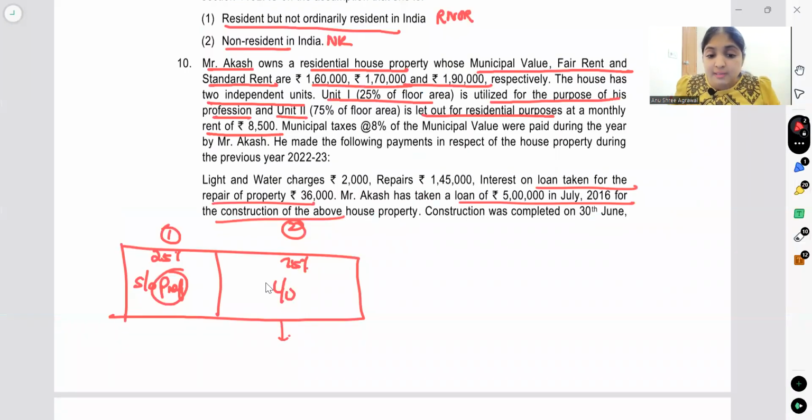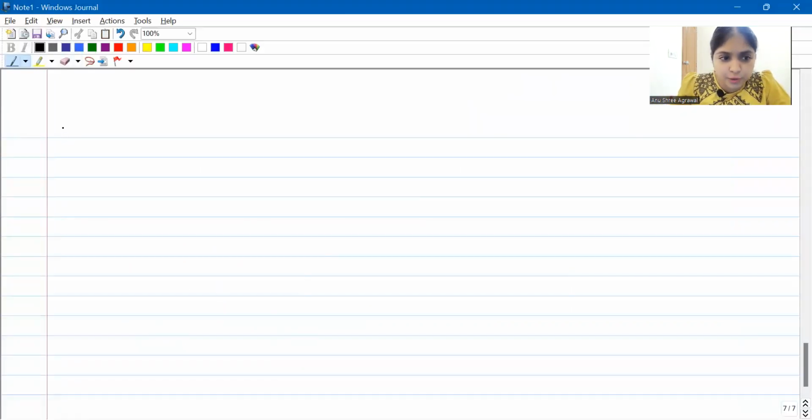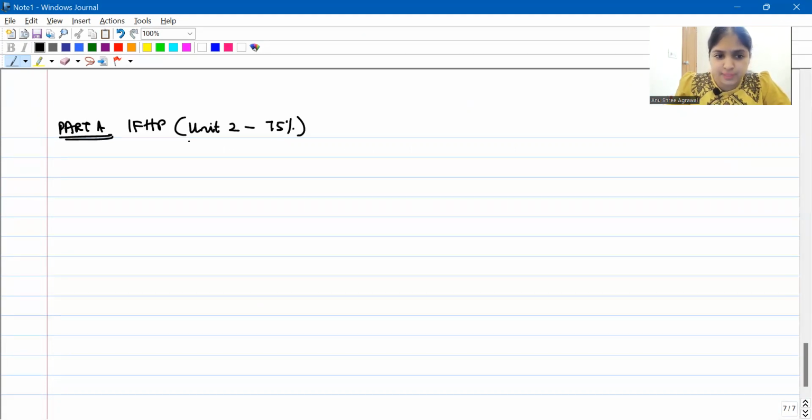Keeping this in mind, this let out portion will go to IFHP, but this portion, which I'm self-occupying for my professional purposes, will go to the head PGBP. So they're asking us for GTI. Two different heads are involved. Let us begin. We'll start off with the IFHP head. All right, so write down, give the subheading over here, part A, IFHP, in brackets write down, unit 2, 75%. So we're doing the calculation only for unit 2.